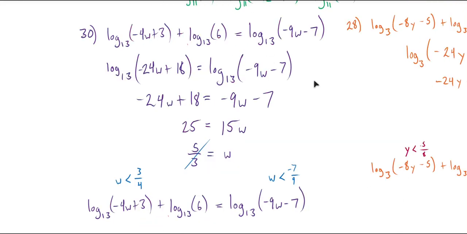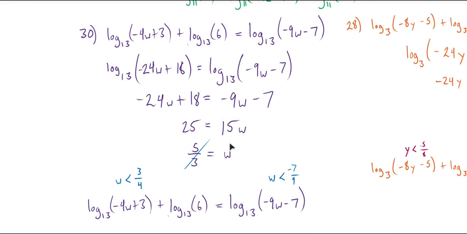Now, 30 is not exactly the same. It does not have an empty domain, but still it's going to have no solution. First, I would combine these things by properties of logs. Addition turns into multiplication, so I multiply each of these two terms by 6. On the other side, I have another log base 13, so setting these two arguments equal to each other, or if you like, raising each side into the power of 13, we cancel and get negative 24w plus 18 is equal to negative 9w minus 7.